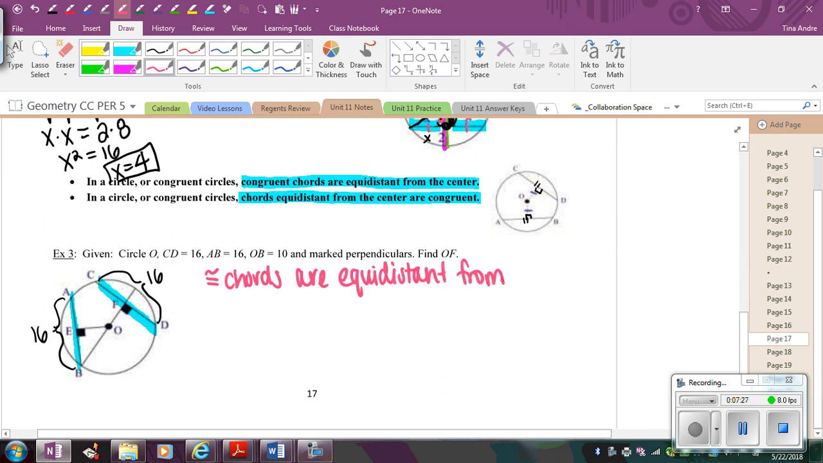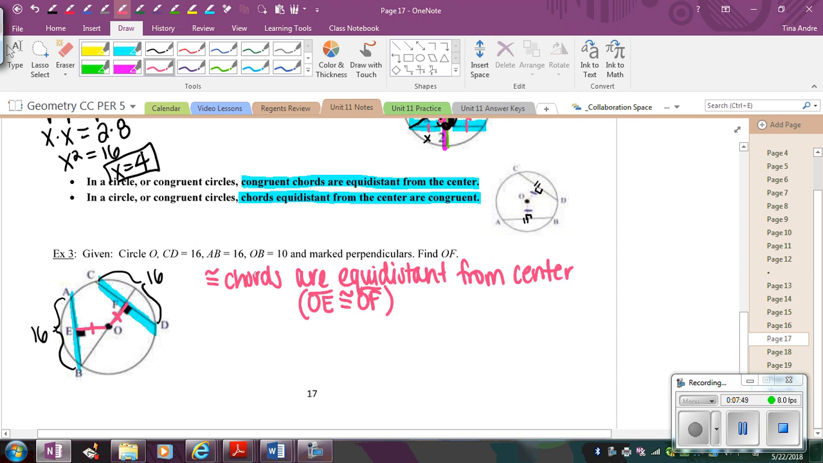So what that tells me is that OE is congruent to OF, because those distances right there are the perpendicular distances from the center to those congruent chords. So those are the distances that are congruent. So this really tells me that OE is congruent to OF.